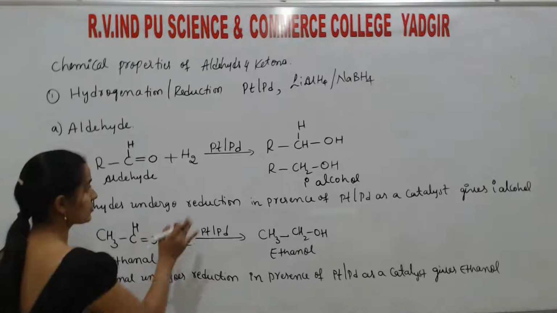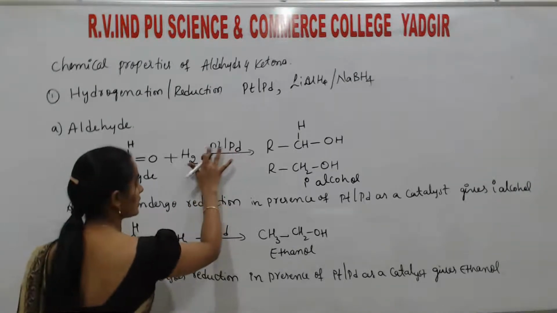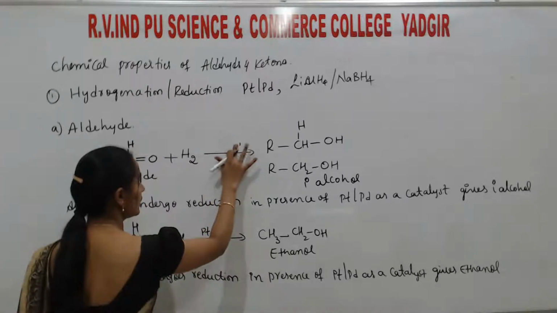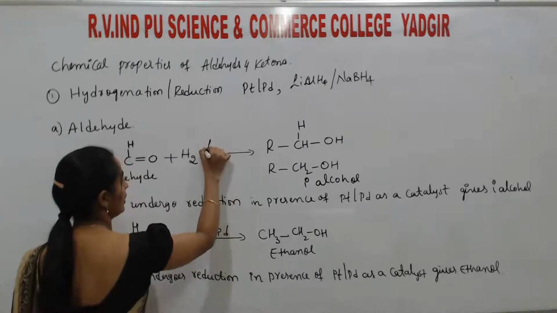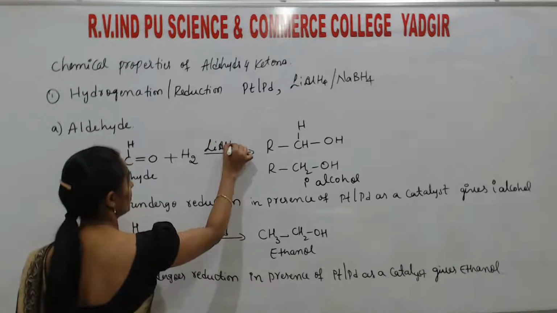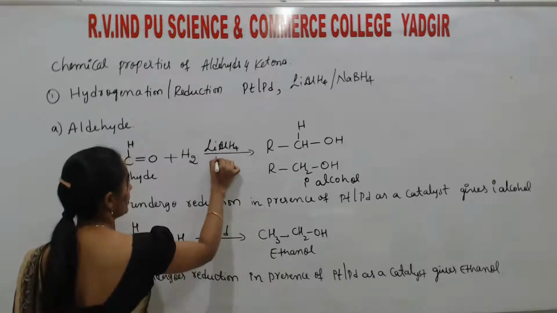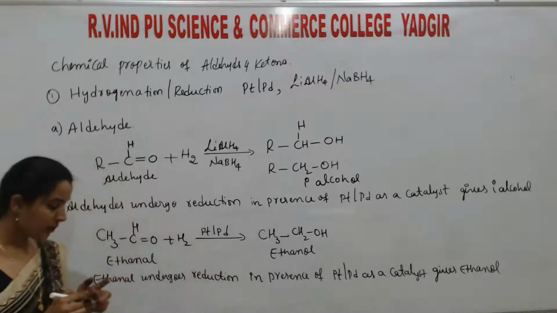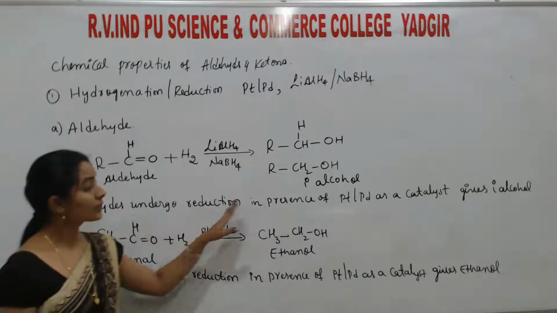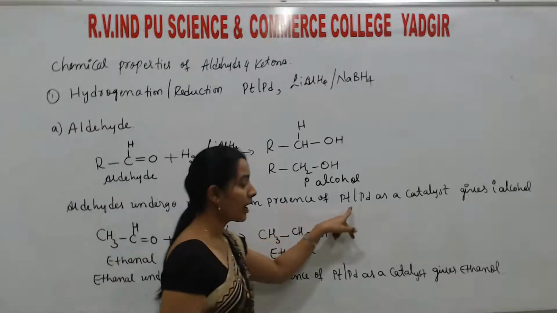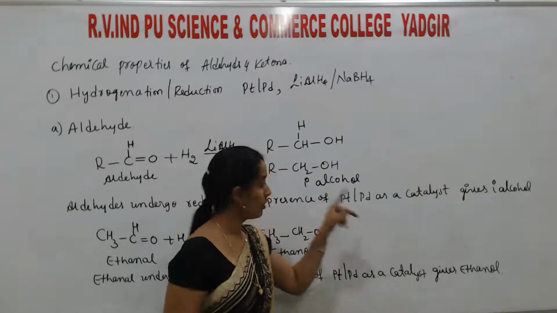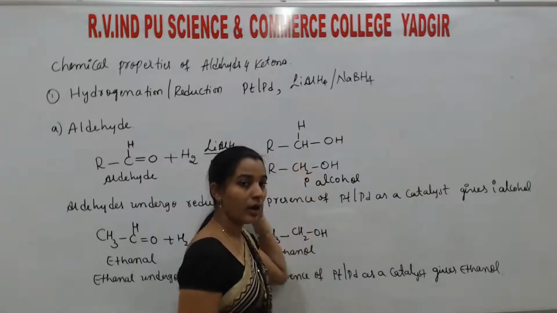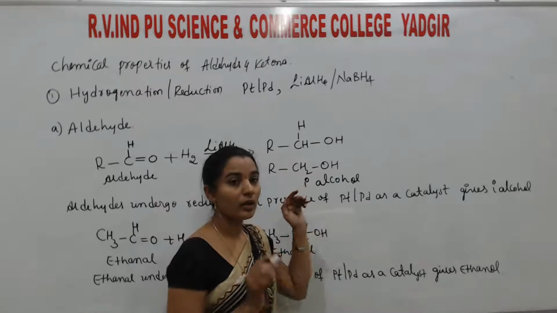Okay, so students, instead of this, the second one is you may take lithium aluminium hydride or sodium borohydride. The same aldehydes undergo reduction, but in presence of platinum and palladium changed to lithium aluminium hydride or sodium borohydride as a catalyst.